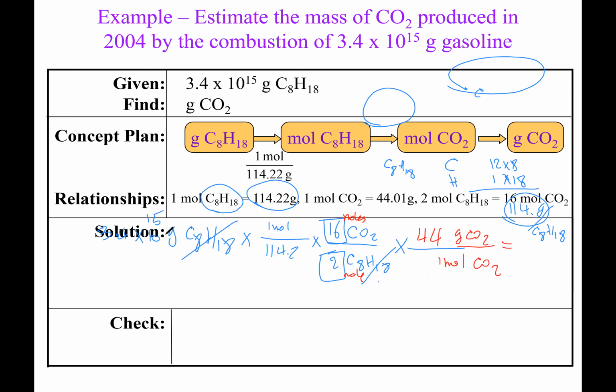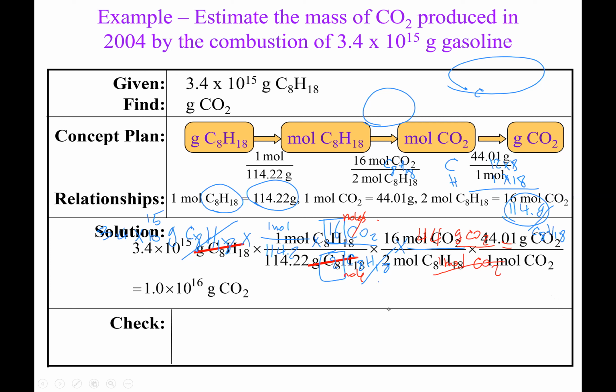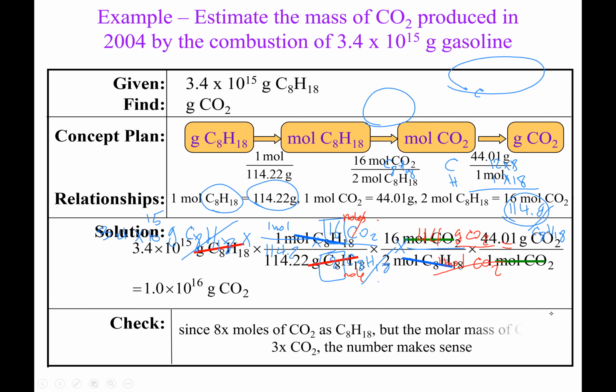And then when you do the math, you see that we are canceling the moles of CO2, we cancel the moles of C8H18, and we end up with the grams of CO2. If you do the math, you end up with a number in grams of CO2, and to avoid using a calculator, I can show you the number that was produced here. Okay, 1 times 10 to the 16 grams of CO2.